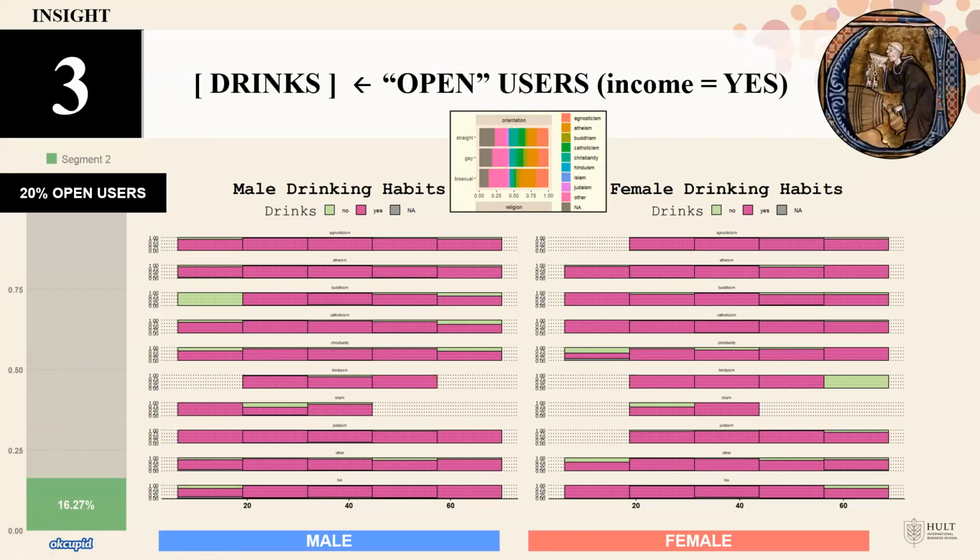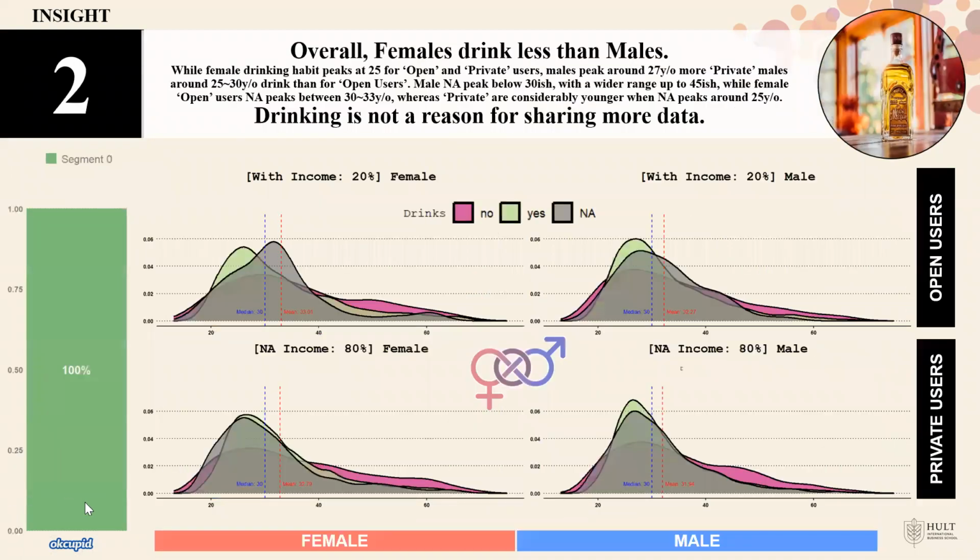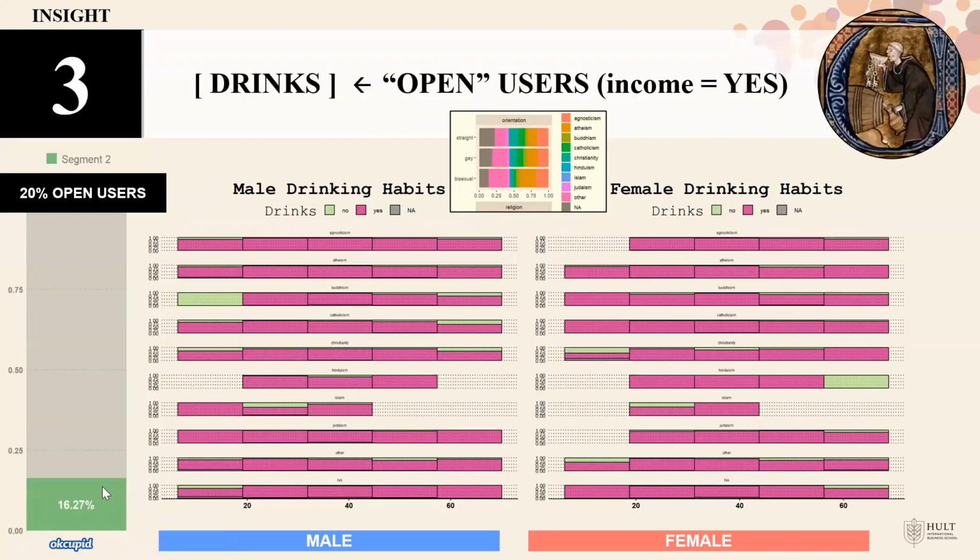I focused the analysis on the drinking part. I went deeper into the open users. Now I was looking more into the clean data. That's why on the side you see the percentage of the segment is smaller every time, right? We started with 19%, now it's 16%.